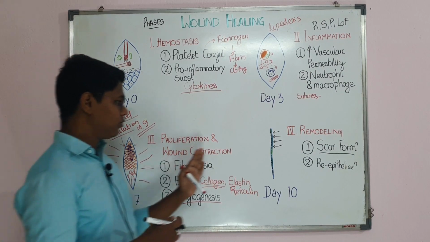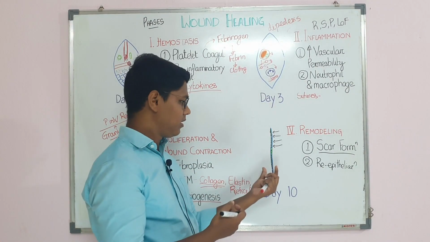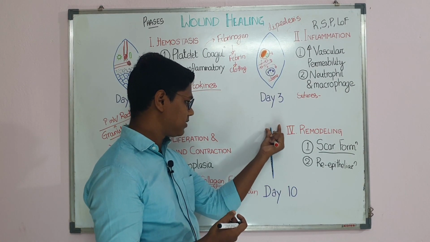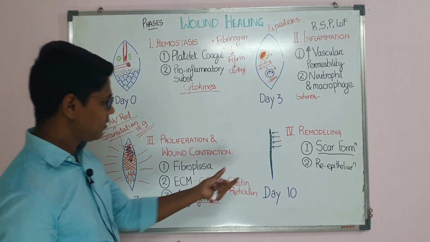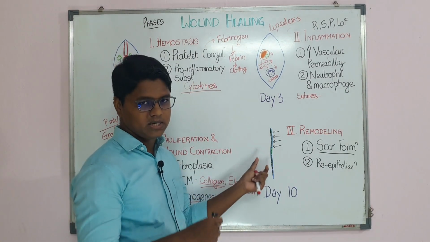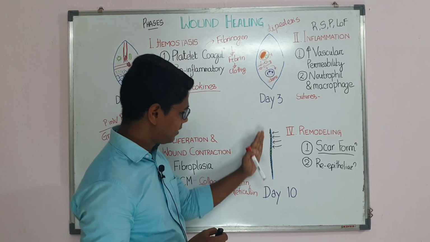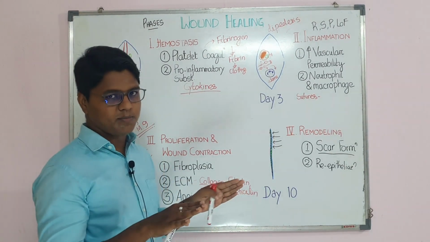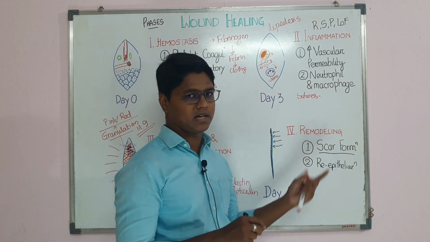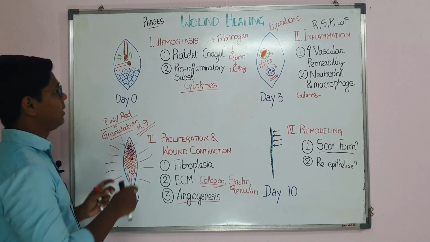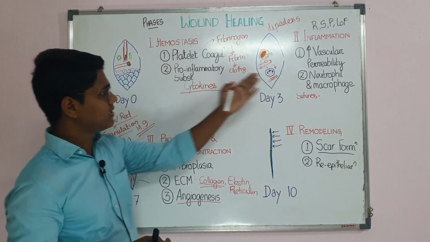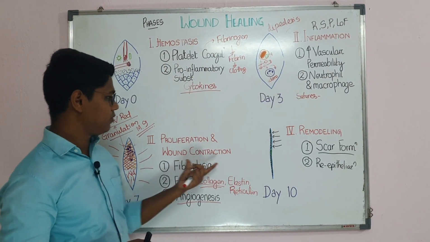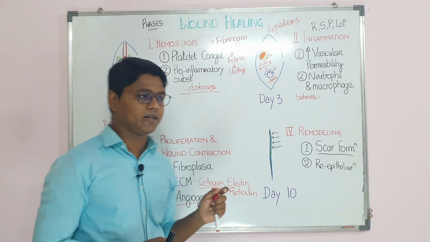After that, the wound will start contracting more and more, and finally there will be scar formation, which is remodeling. Sometimes there will be malunion or some difference in edges which will remodel, that is why the name remodeling. So this is all about the phases. Remember the 4 phases: hemostasis, inflammation, proliferation and wound contraction, and remodeling.